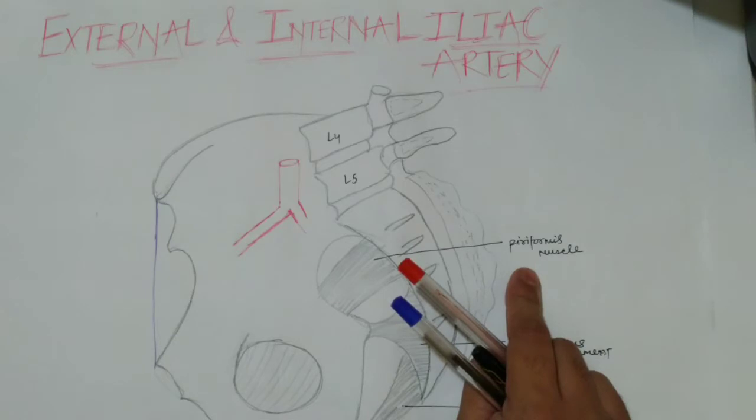They actually supply your pelvic region and the region of your lower limb. Further, the external iliac artery is the continuation of your femoral artery, so femoral artery further supplies your lower limb area, thigh region, leg region and the foot region. In the next videos we will discuss the continuation of external iliac artery.